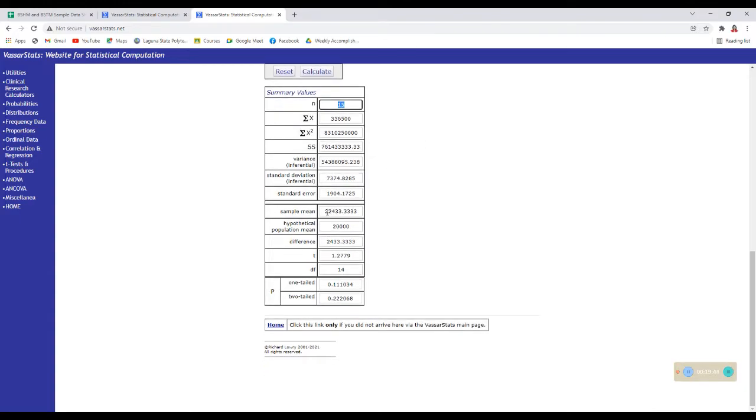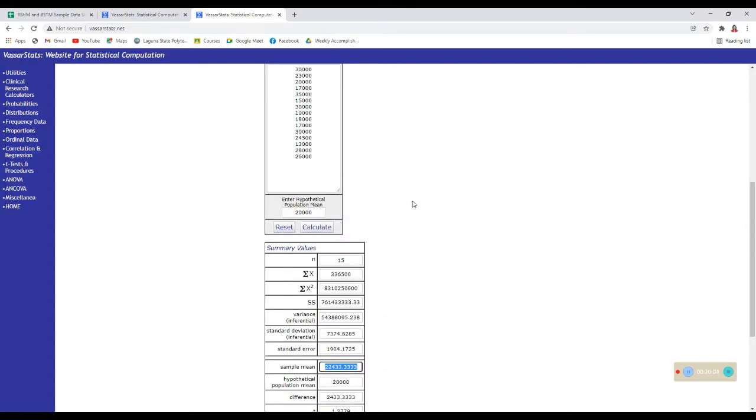Next, our sample mean is 22,433.33. Someone might ask, ma'am, why do we still need to do a t-test and the p-value method? We can already see here that the sample mean is 22,433. The 22,000 is obviously greater than 20,000. So, we can already accept H sub A that the population mean is greater than 20,000. No, that's not right. Sorry.